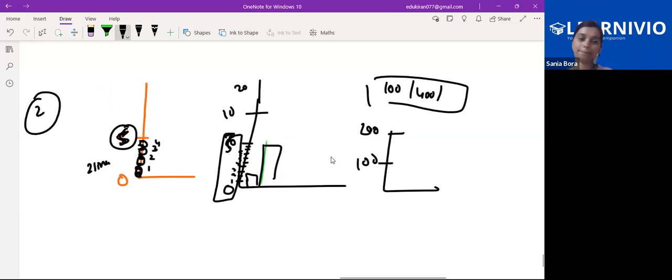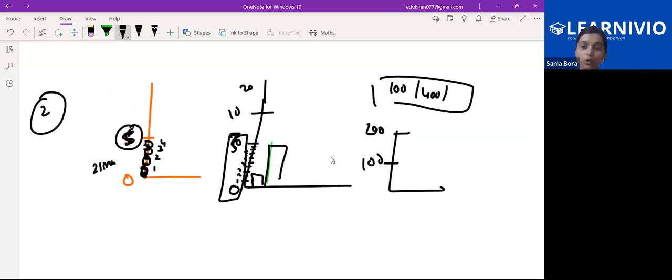So drawing a graph is not a task, but taking the unit, taking the scale is the task. Sometimes I've given you a bigger number and you get confused about which scale I should take. So drawing the graph is easy, but taking the scale is difficult.